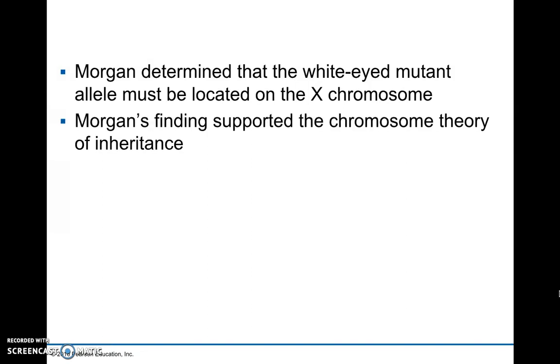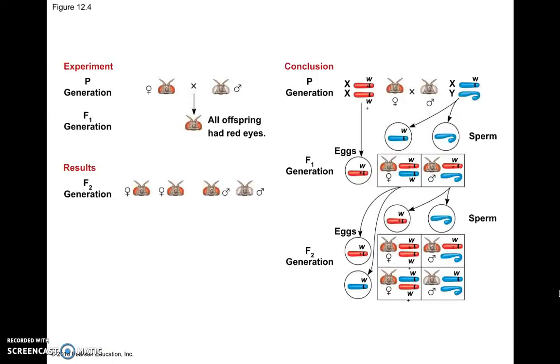In further experiments, Morgan was able to determine that the white eye mutant allele must be located on the X chromosome, and this finding really supported the idea that genes are found on chromosomes, and we'll talk more about how he discovered this in a little bit. But this is just an example of what his experimental results looked like. So we had a wild type female with red eyes crossed with a mutant type male with white eyes. And in the F1, like we said, all the offspring had red eyes.